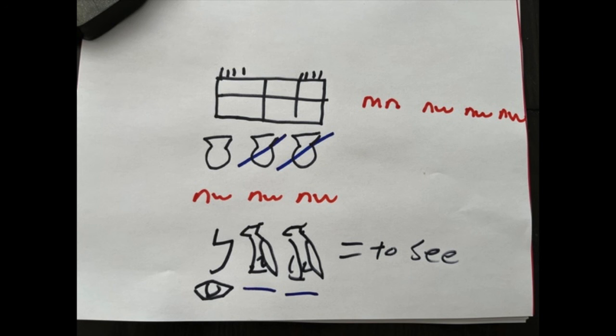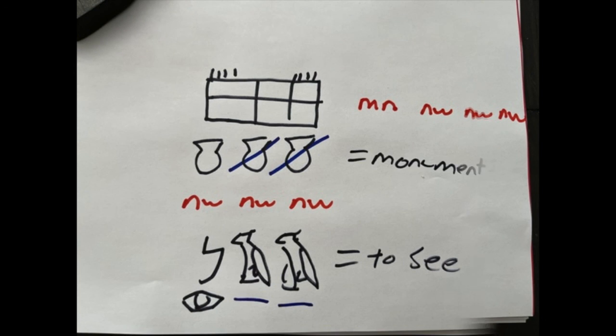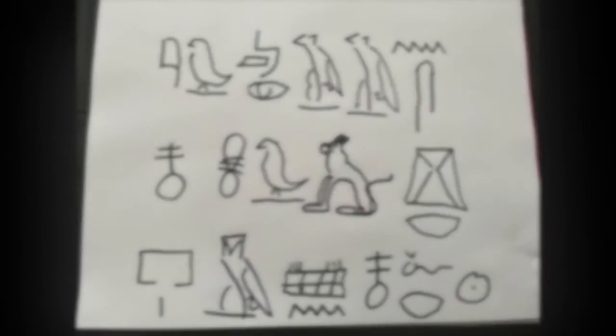So we don't need to cross these off. We just know that the extra NWs are there to imply plurality. And this is the word for monuments, because you don't just have one monument, you have many monuments. You know, like the ones in Memphis. Lots of monuments in Memphis. Ooh, I should have used that for the homework this week. Maybe next week. All right.